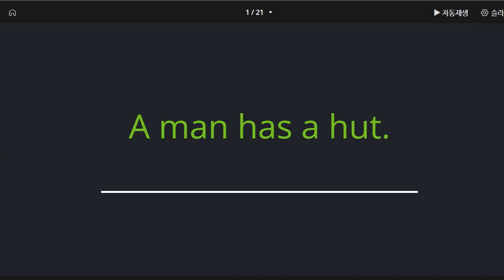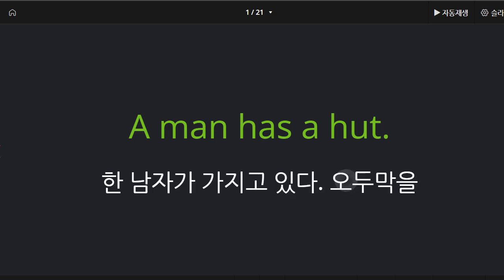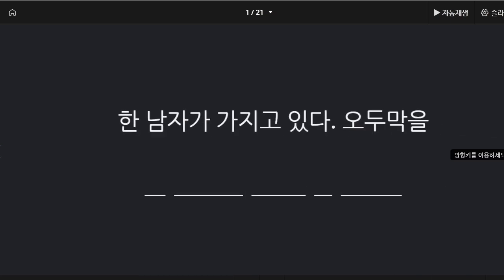A man has a hut. 읽어요. 제 뜻은? 아, 하나의 남자가 가지고 있다 오두막을. 그렇죠. Okay.